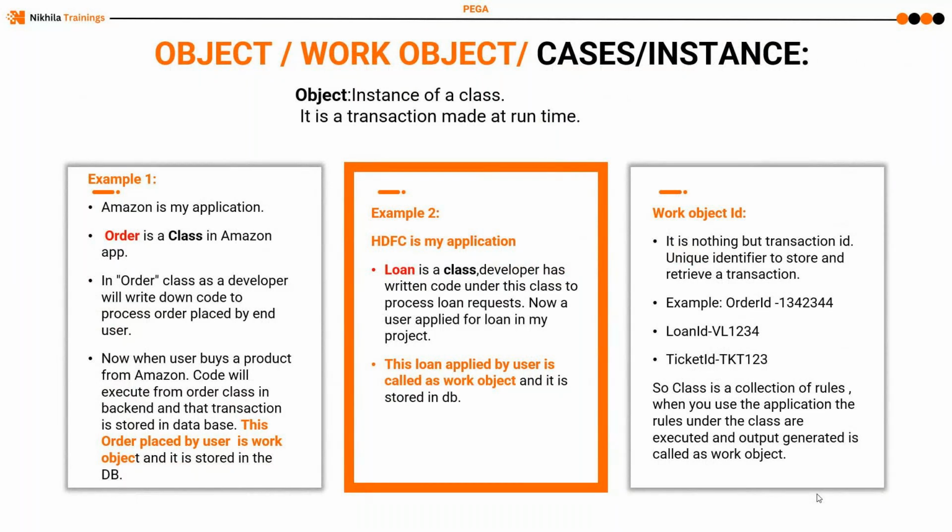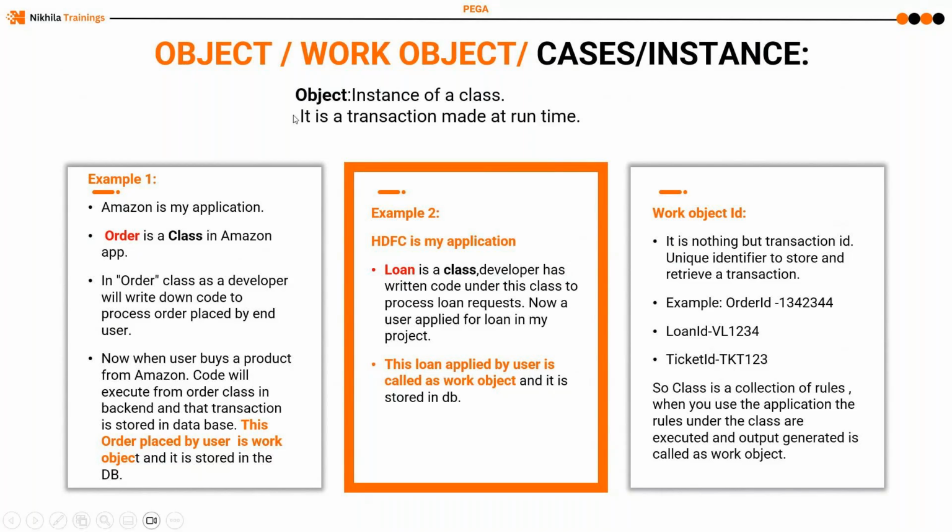If you take the example of Amazon application, I log in into Amazon, I go and add some items to the cart and I make the payment. So I'm executing the application, right? I'm running the application. The code is getting triggered in the backend. And now my order is placed. I got an order ID and the order status and so on. Now this order is nothing but a work object. So the transaction that you make in an application is called a work object in technical terms.